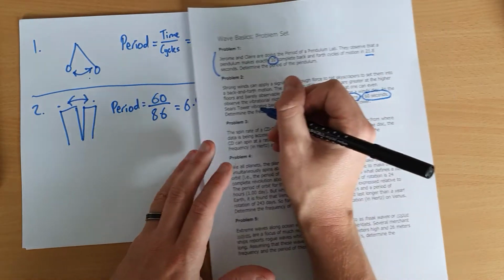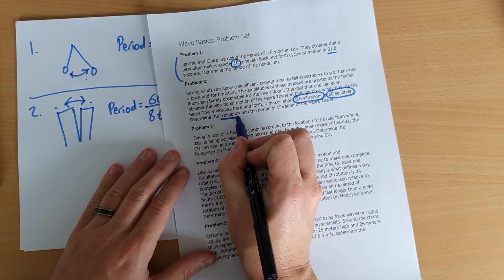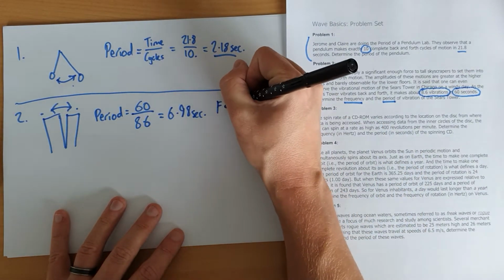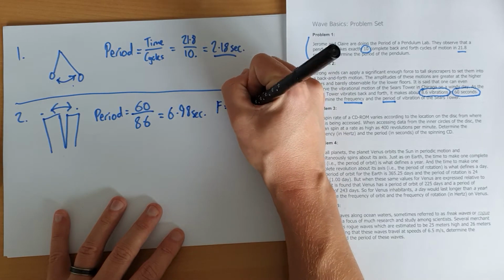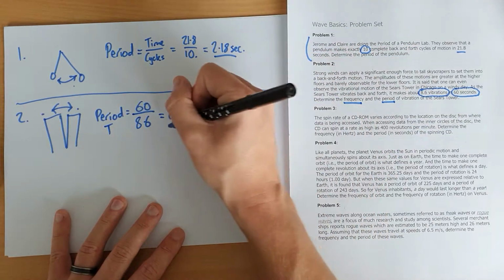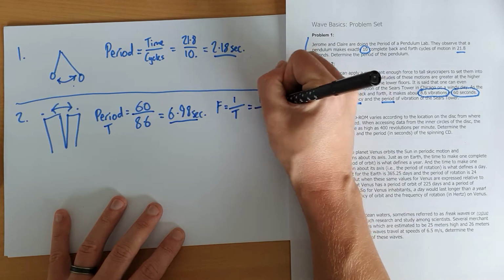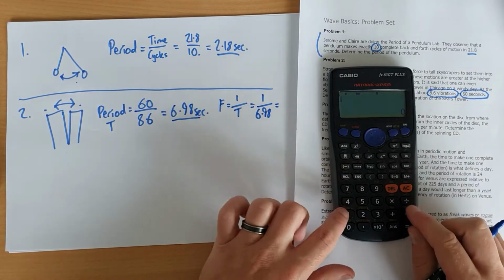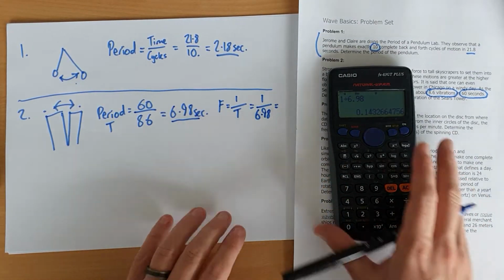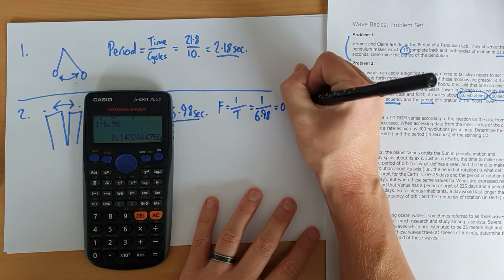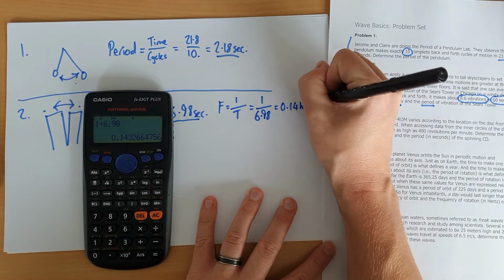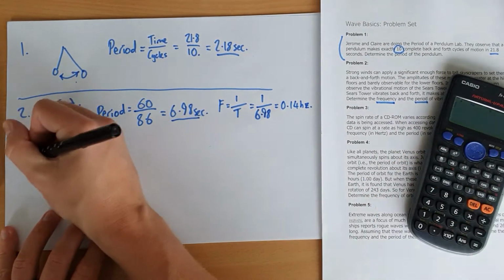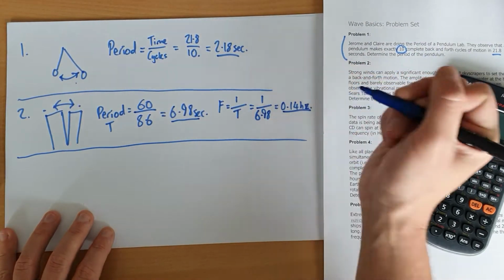Now this one asks us just here to determine the frequency as well as the period. So the frequency in this case, f, is equal to 1 over big T, which is the period. So we take that number, 1 divided by 6.98, and that gives us a value of 0.14 hertz, like so. Excellent. So that's question two done. So we have an answer there and an answer there.